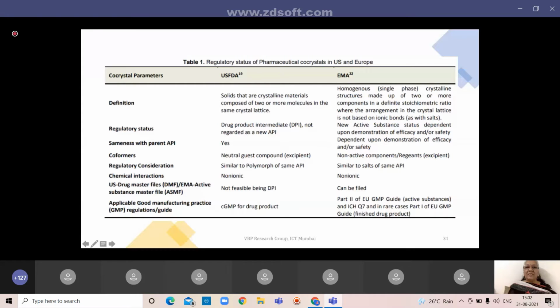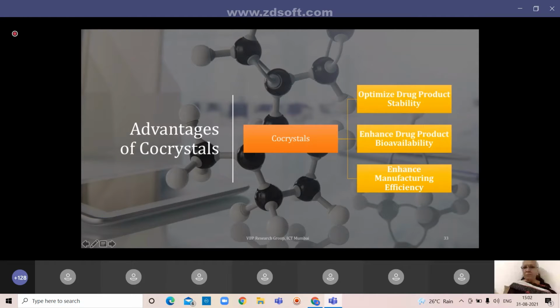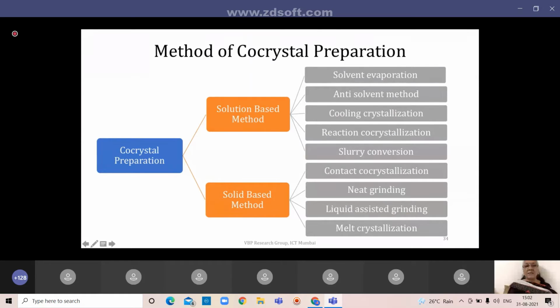So the potential utility of co-crystals obviously is when you don't have ionizable groups. And when you have ionizable groups, form a salt, go that way, it's okay. In fact, most of the industry will do that if they want to enhance pharmaceutical properties. But if it does not have any ionizable groups, see that you form co-crystals. And this is what is termed as solid state engineering. Many advantages it will have, obviously with respect to stability, with respect to bioavailability, and also it will enhance the manufacturing efficiency. There are many methods, solution-based, solid-based.